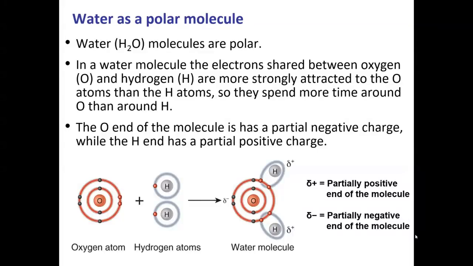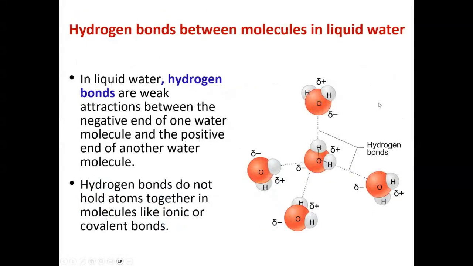Right? So why do we care about polar molecules? Why is that important? It actually is important, because water is very important to living organisms like us. Your body is mostly water. Most of the chemical reactions going on in your body are going on in water. So water has some unusual properties because the molecules are polar.